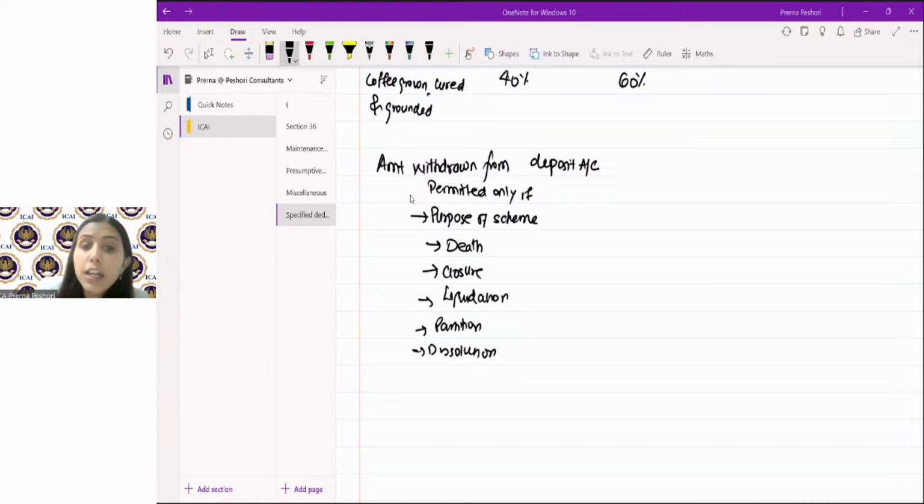Also, amount withdrawn on the closure of the business or on the dissolution of the firm: the whole of such withdrawal shall be deemed to be the profits and gains of the business of that particular year and shall be chargeable to tax as the income of that year. So, amount which is withdrawn on the liquidation or on the closure or the dissolution of the firm, in that particular case, it will be considered as income under PGBP, chargeable in year of withdrawal.